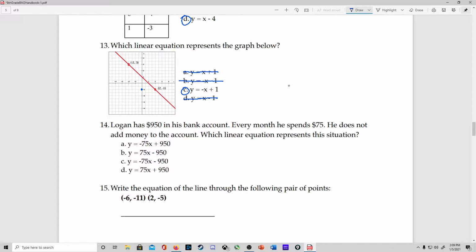Okay, the next one. Logan has $9.50 in his bank. Every month he spends $75. He does not add money to the account. Which equation represents the situation?